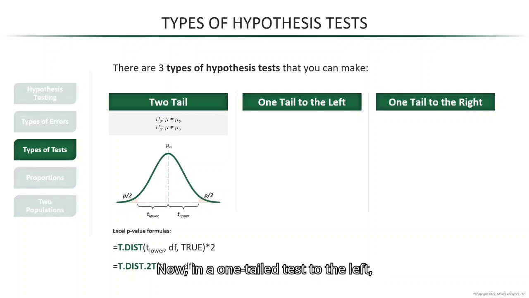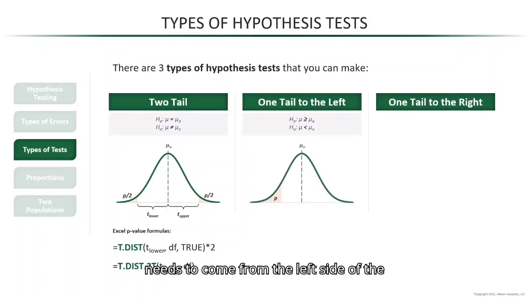Now, in a one-tailed test to the left, the null hypothesis assumes that the population parameter is greater than or equal to a certain value. So in order to reject it and accept the alternative hypothesis, your sample needs to come from the left side of the sampling distribution and be less than the hypothesized mean, as you can see from the alternative hypothesis, in this case right here.